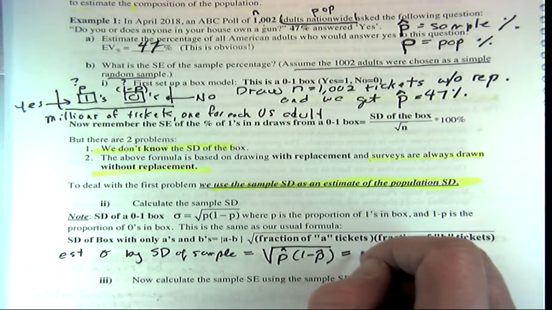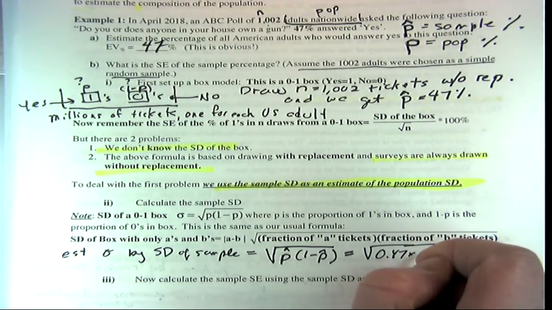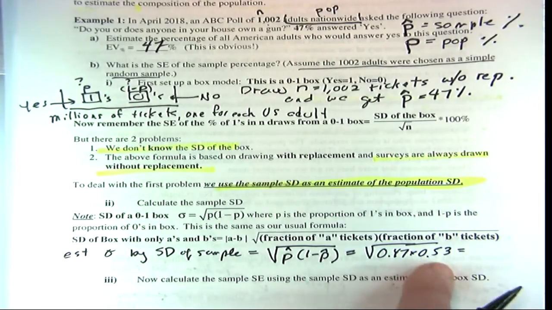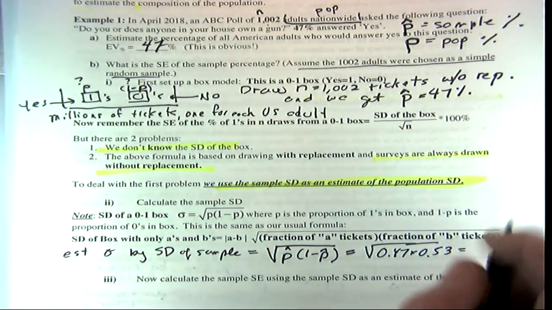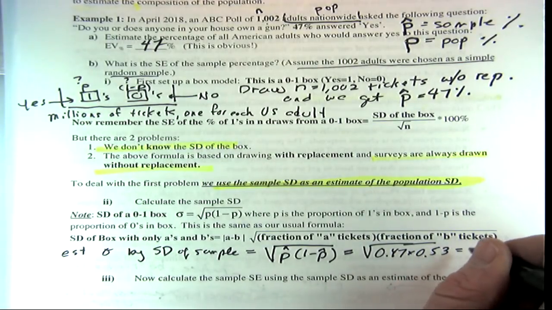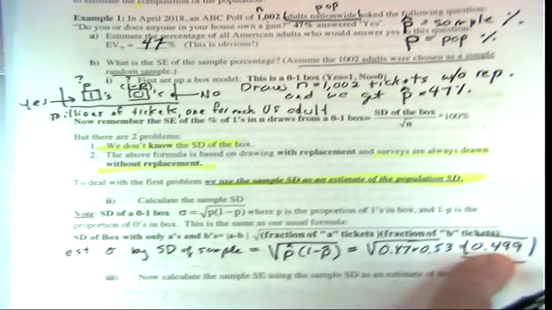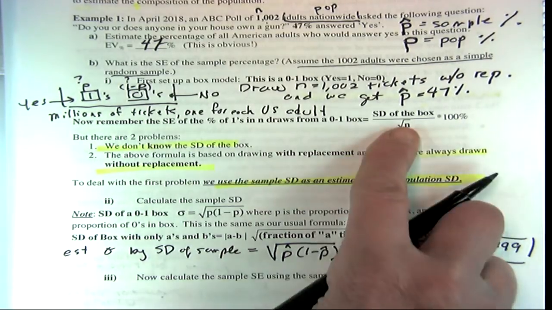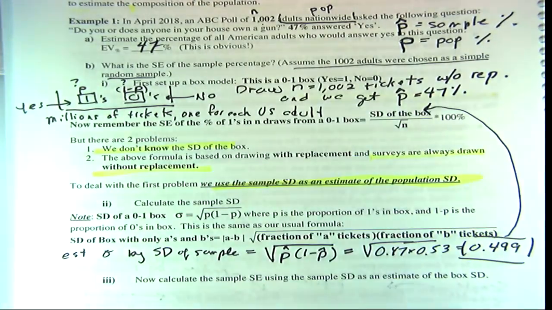And so that is the square root of 0.47 times 0.53, which is very close to what? This is like a 50-50 box. 0.5 times 0.5, square root of 0.25. It's very, very close to 0.5. 0.499. Okay? So that's what we're going to use in this formula right here. We're going to put that right in there.